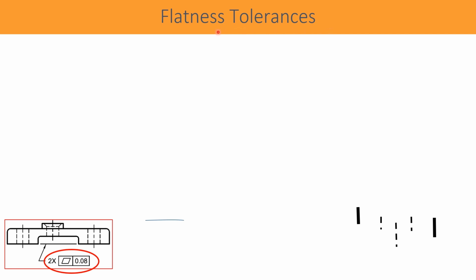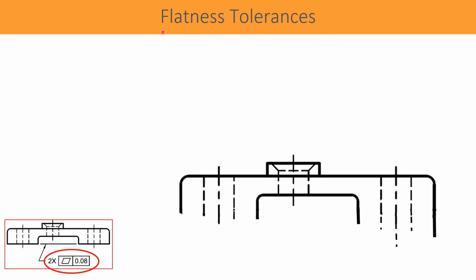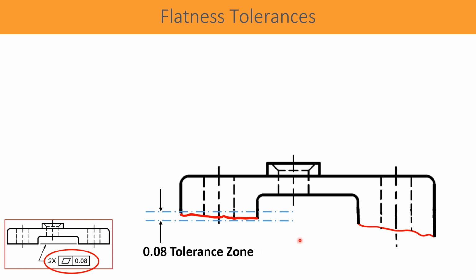First of all, let us understand the flatness symbol meaning. We already discussed that flatness is applied here with the symbol 2X, and the flatness is independently applicable to both surfaces within 0.08. The meaning is shown in this figure. The first surface should be flat within 0.08, and the other surface should also be flat within a 0.08 tolerance zone.